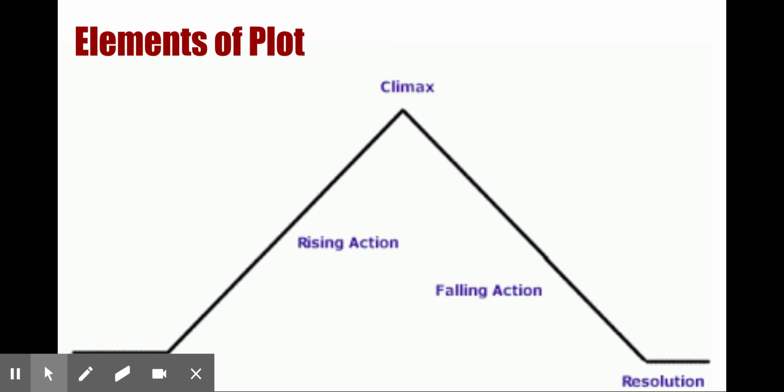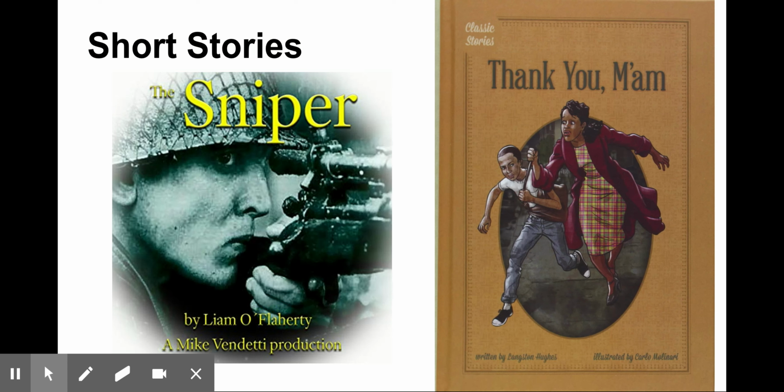Okay, elements of plot. This is something that you need. Remember that we are not covering falling action, but you have exposition, rising action, climax, and resolution. Okay, the short stories we're going to do, The Sniper and Thank You Ma'am. That is all we're going to do for short stories. So make sure you either reread or look over your notes.